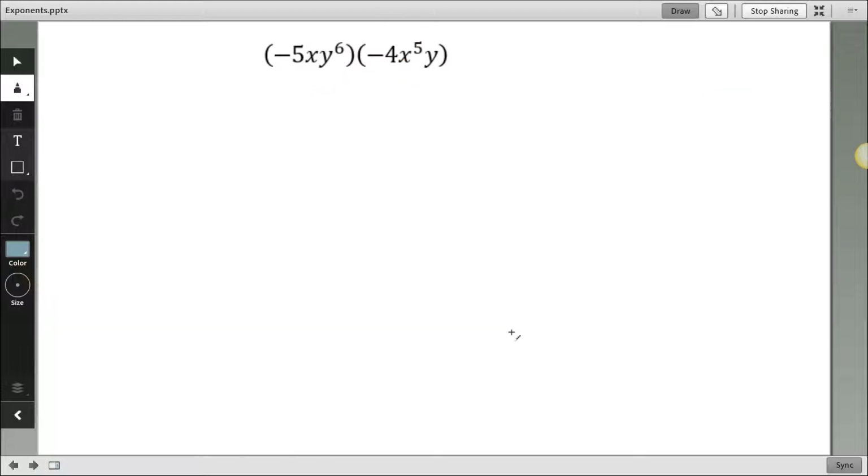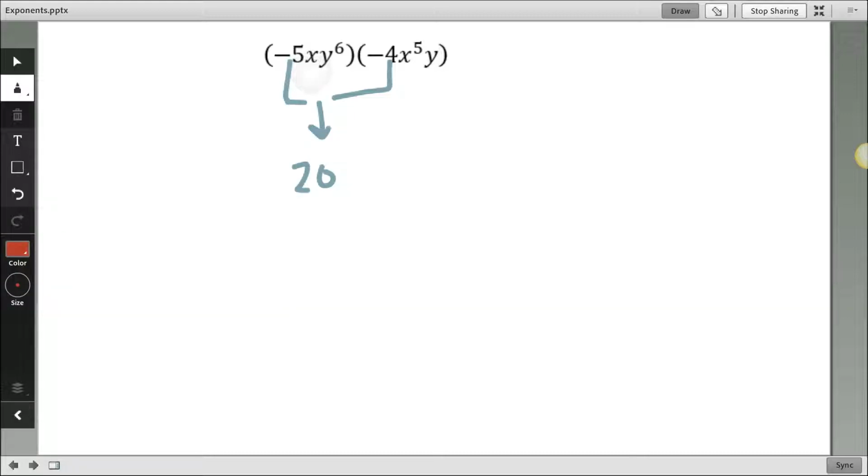So now here's the next example. Now don't get confused with negative numbers and negative exponents. This 5 is negative. It's not a negative exponent. This 4 is negative. It's not a negative exponent. So we're going to use the product of powers rule here. And we have to do it with each term. So that means each term we have to follow that rule. So I'm going to multiply negative 5 and negative 4. That's going to give me positive 20.